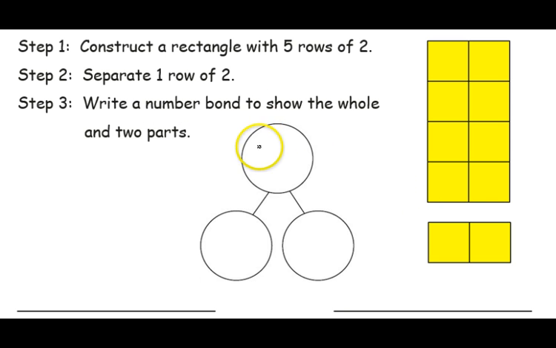To show this as a number bond, we'll start with our 10 tiles in all when we made our 5 rows of 2. Now I only have 2 tiles in one section, and that leaves 8 tiles in the other section. For my repeated addition equation to match this, let me start with the 8 tiles first.